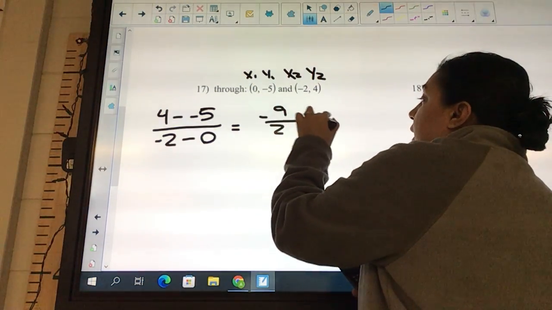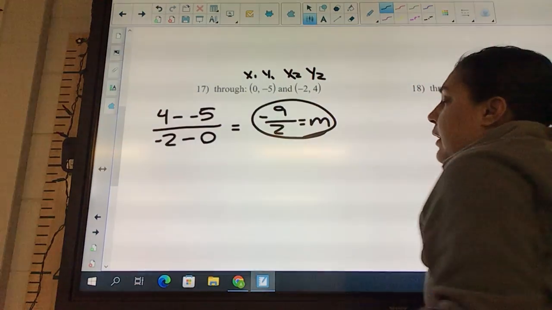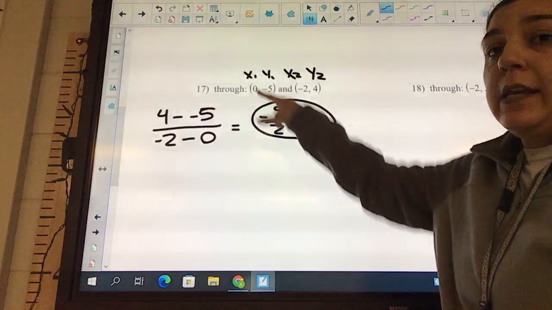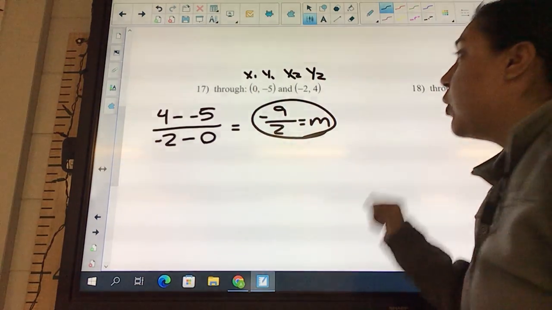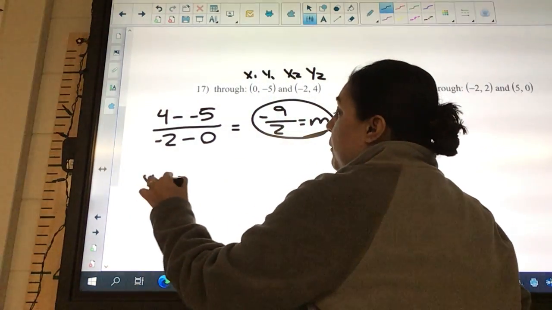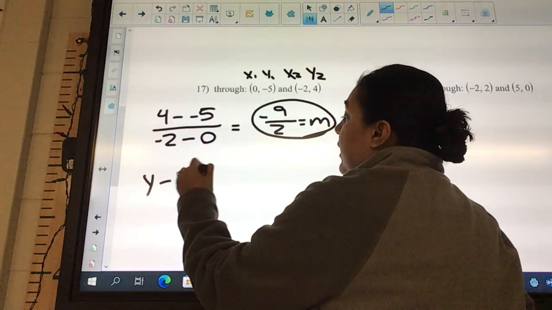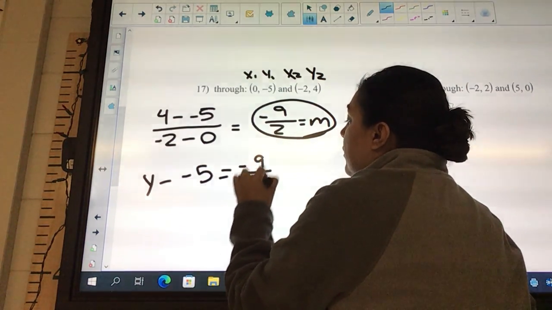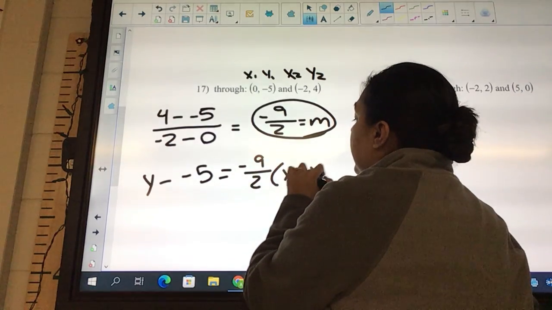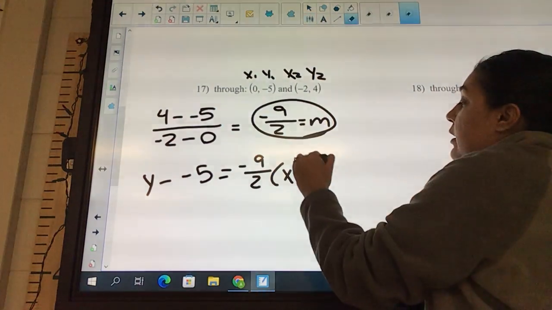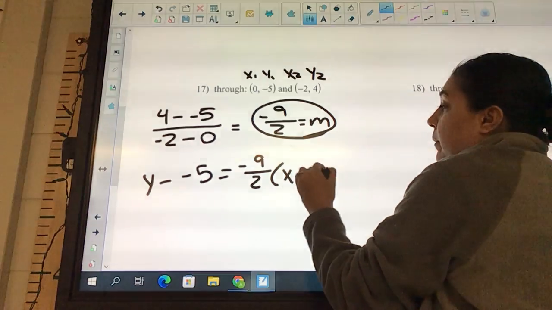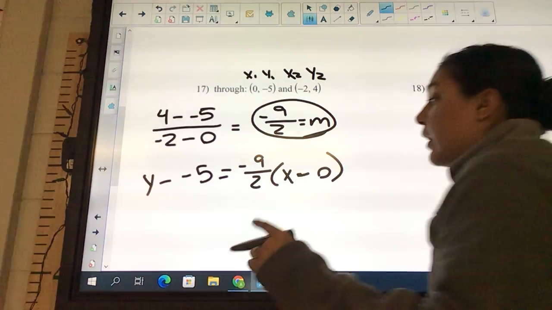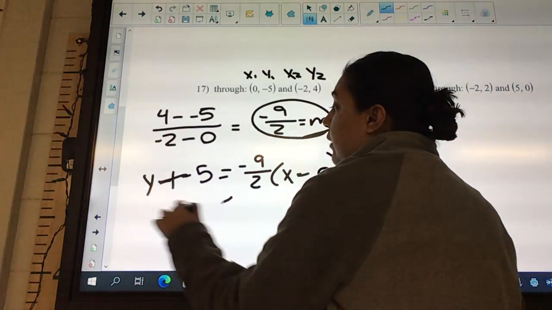So this is our m. Now we have a point and a slope, and so we can use point slope. We're going to say y minus y1, which is negative 5, equals my m, negative 9 over 2, times x minus my x1, which is 0. Do we have any minus minuses? We got 1, so we're going to change it, and we're done.